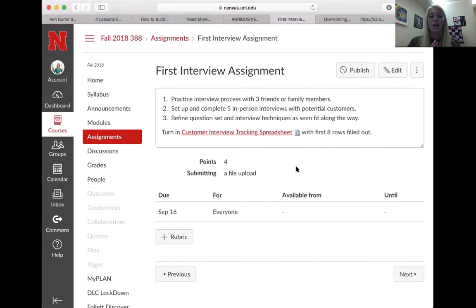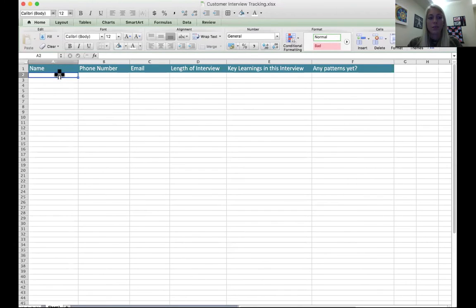For this assignment, all you're going to do is turn in this edited spreadsheet for your customer interview tracking with the first 8 rows filled out. It's going to look like this. You're going to put in the name of the person you interviewed, their phone number, email, the length of the interview, in minutes is fine, the key learnings from this interview, and any patterns. This first week especially, I'm sure you won't find any patterns, and we'll talk about how to find and what kind of patterns you're looking for in a couple weeks, maybe next week, we'll see. But for this week, it's just important to fill out these 4 columns, okay?